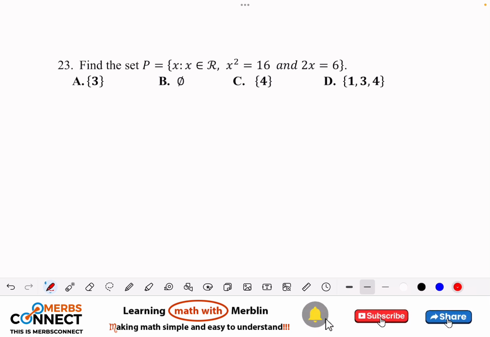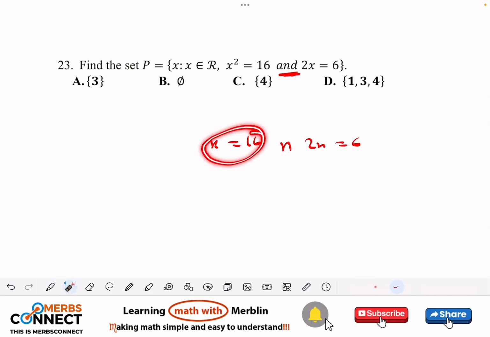23. We have x squared is equal to 16 and 2x is equal to 6, right? And we want to find the true set. We want to check for the set, right? We want to look at what is happening with the set. Now what you need to know is when you see the symbol for "and," it means intersection. So we want to look if this set intersect this. We want to look at if we have any value which is common to this.